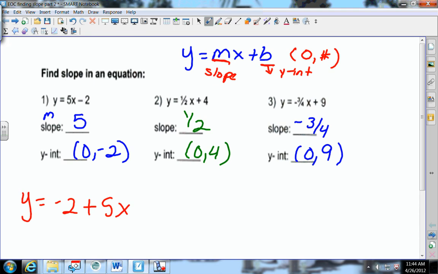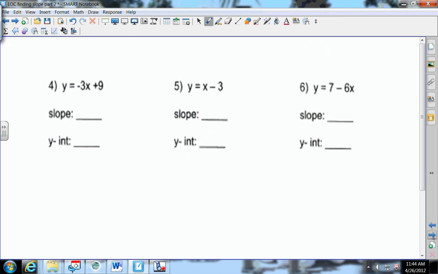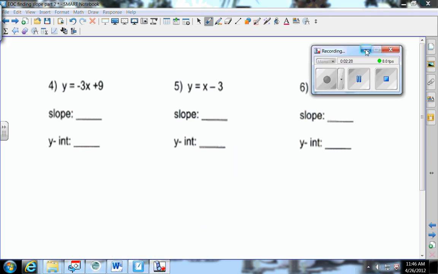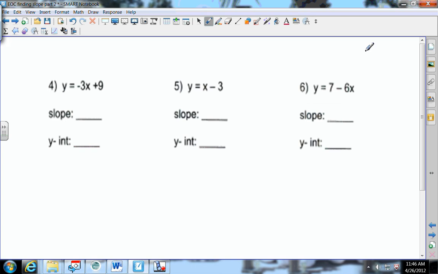Okay, let's try the next ones. All right, there's the next ones. Right here, pause the video and see how you do. On these next ones again, y equals mx plus b. M is your slope, b is your y-intercept. Your slope should be -3, y-intercept 0, 9.